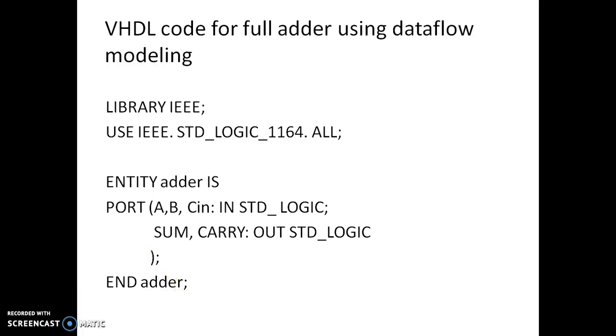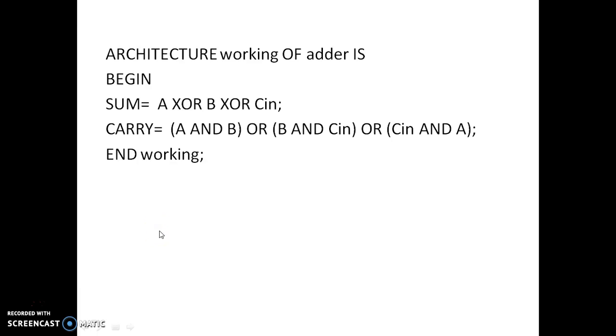Now the next slide is for writing the architecture for this entity. The architecture basically gives the idea regarding the behavior of the circuit. Here we are going to use data flow modeling. As we have seen, data flow modeling basically tells you how data flows from the input to the output port. Data flow modeling is a very simple type of modeling which uses various types of gates or combinations of gates to describe any digital circuit.